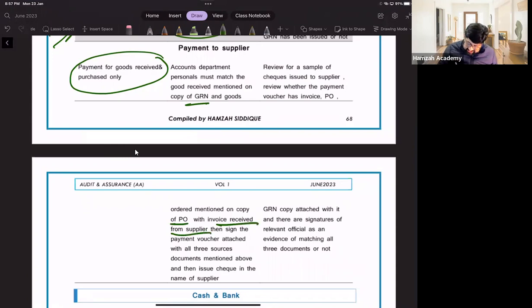And then sign the payment voucher attached. One is the payment voucher and these three documents attached. And then they issue a check in the name of the supplier.